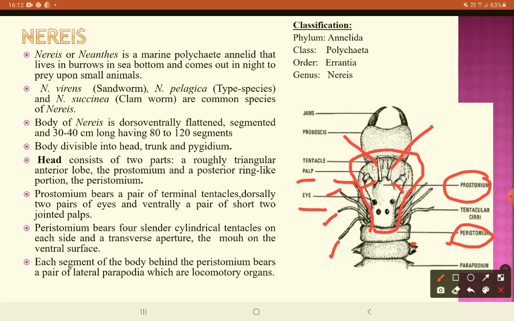Now each segment of the body behind the peristomium bears a pair of lateral parapodia, which are the locomotory organs. Can you see here? These two projections are the parapodia, which are the locomotory structures, and you should observe that the peristomium doesn't have parapodia. From the segment behind the peristomium till the last one, you will have parapodia on either lateral side of these segments, which are the locomotory organs.